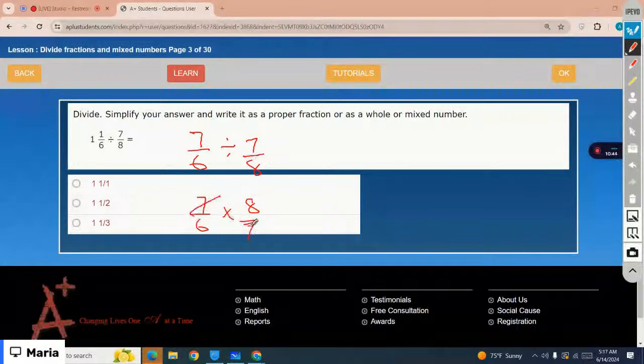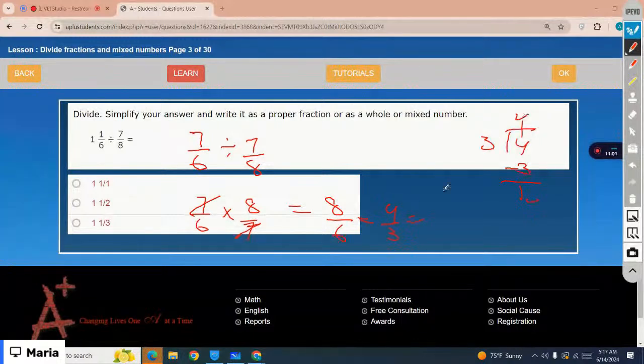7 times 1 is 7. You are left with 8 over 6. Divide them by the common factor. 2 times 4 is 8, 2 times 3 is 6. And now divide 4 by 3. 3 times 1 is 3, and you have 1 whole 1 over 3.